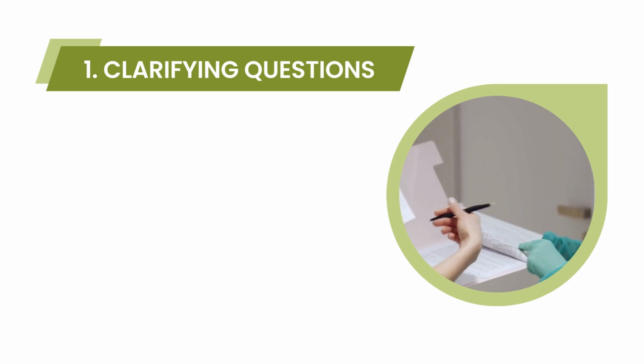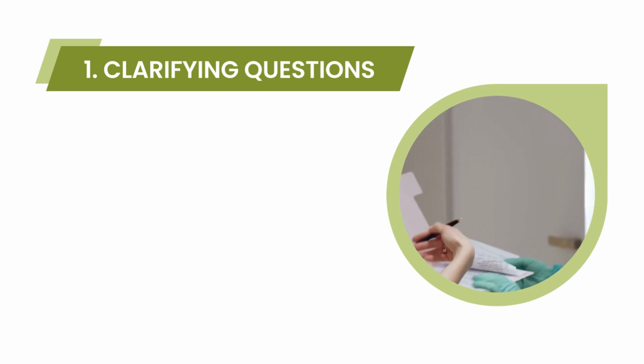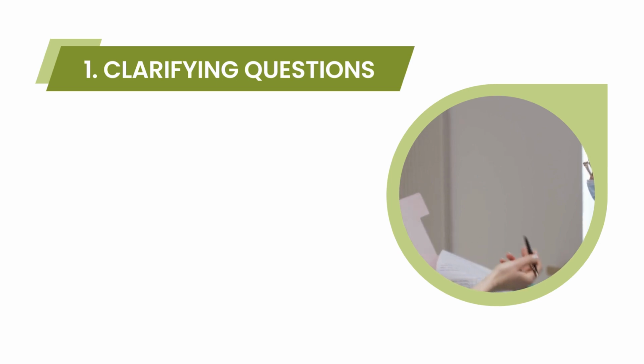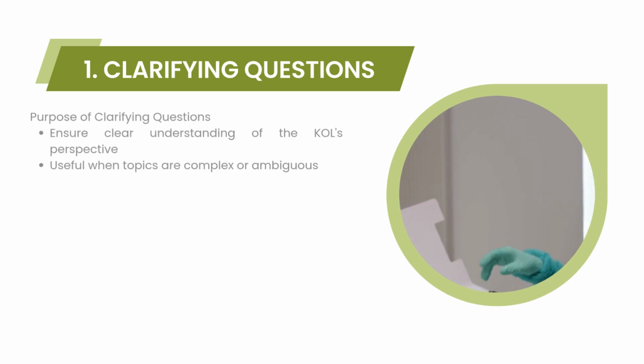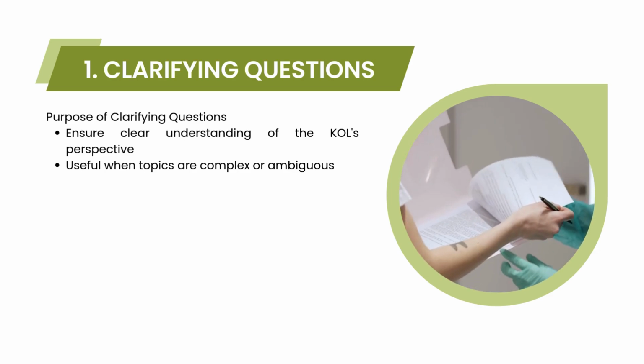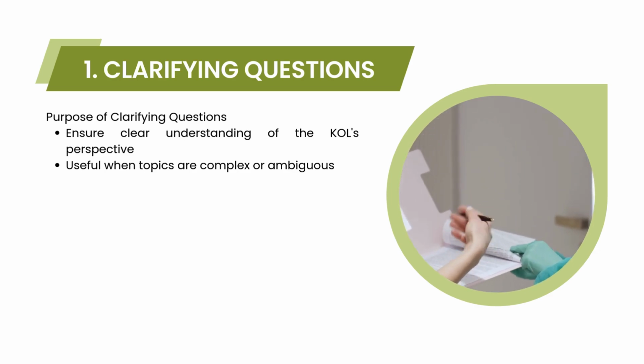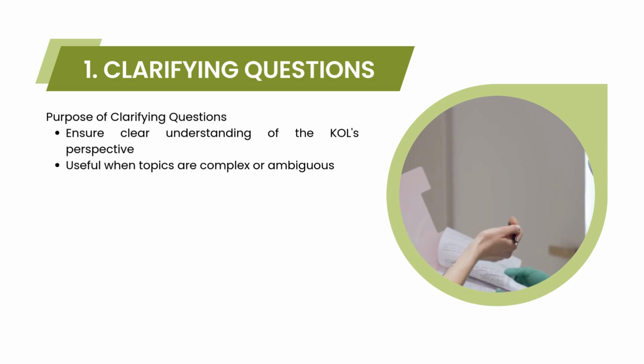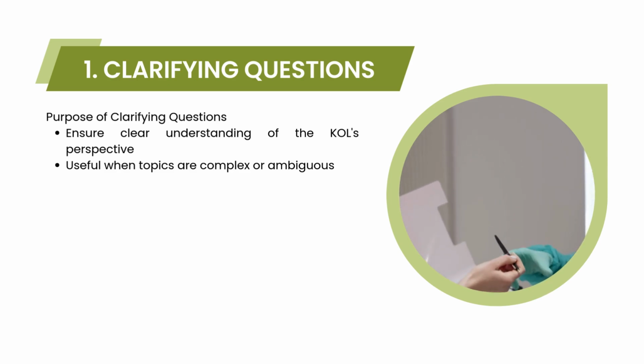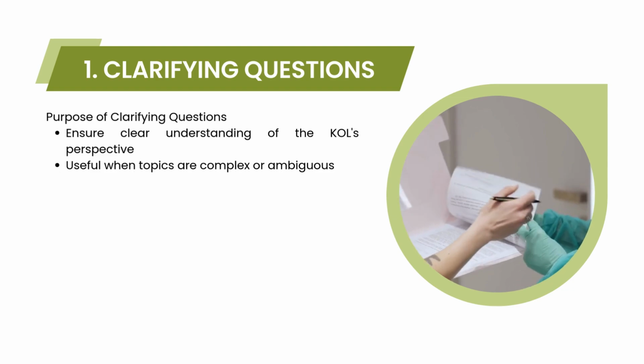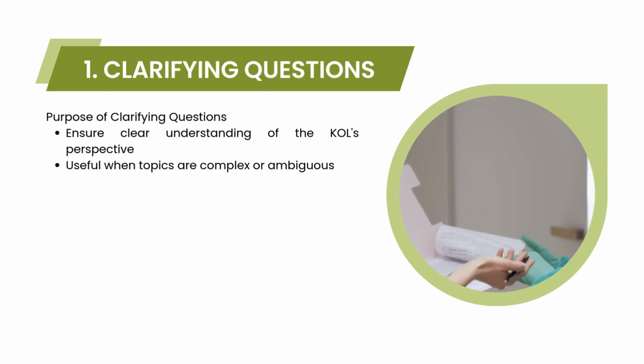1. Clarifying questions. These questions help to ensure that both parties understand the subject or viewpoint being discussed. They are useful when an MSL needs to gain a clearer picture of a KOL's perspective, or when the conversation drifts into complex or ambiguous topics. Let's have an example for these types of questions.